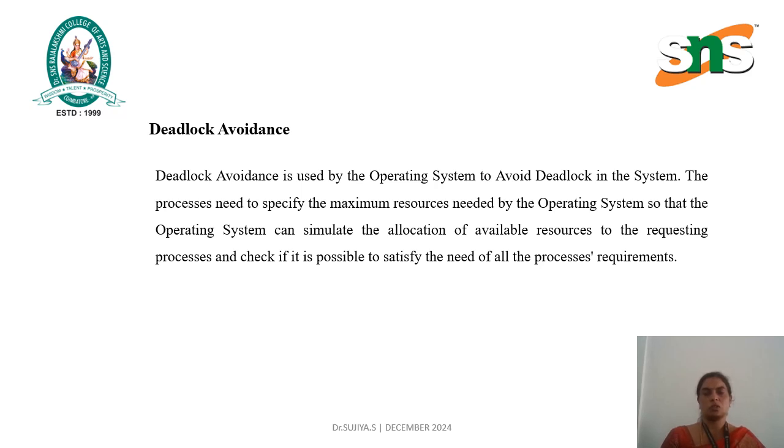So what is the difference between deadlock prevention and deadlock avoidance? Deadlock prevention is to take measures to prevent deadlock. Here, in deadlock avoidance, we have to take initial steps to avoid the deadlock that is going to occur. Anyhow it is going to occur, but we have to take initial measures to avoid such deadlock.